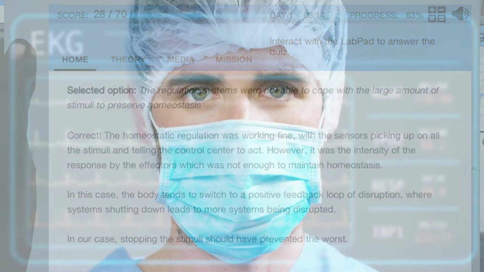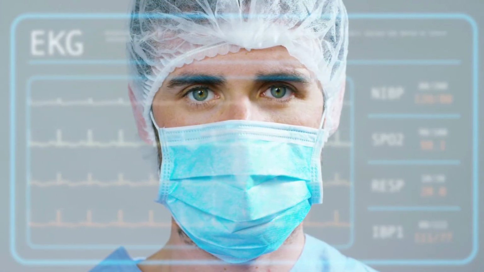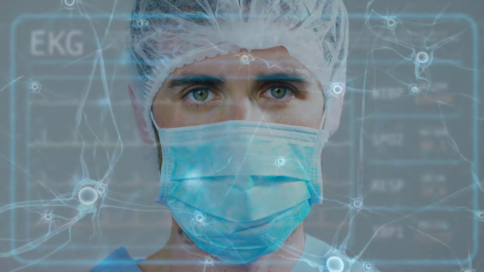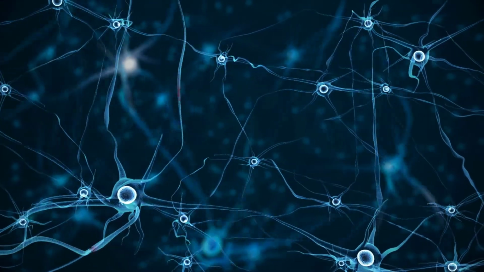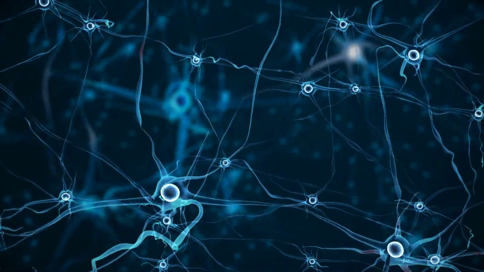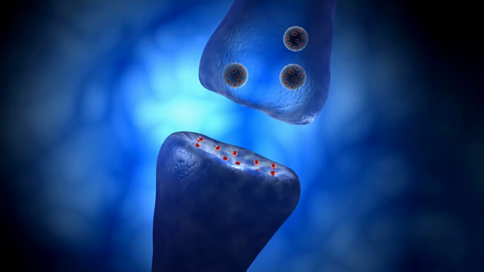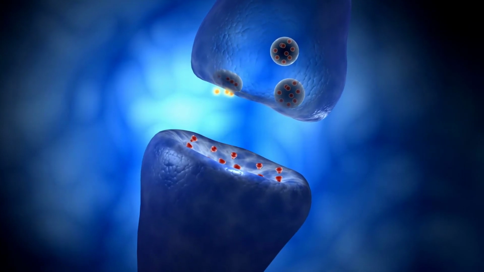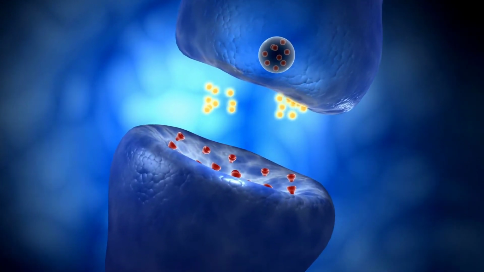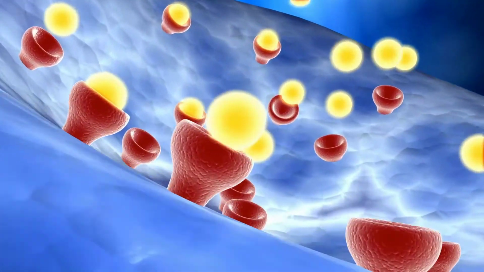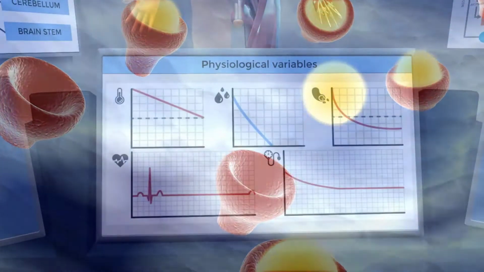Correct. The homeostatic regulation was working fine, with the sensors picking up on all the stimuli and telling the control center to act. However, it was the intensity of the response by the effectors which was not enough to maintain homeostasis. In this case, the body tends to switch to a positive feedback loop of disruption, where systems shutting down leads to more systems being disrupted. In our case, stopping the stimuli should have prevented the worst.